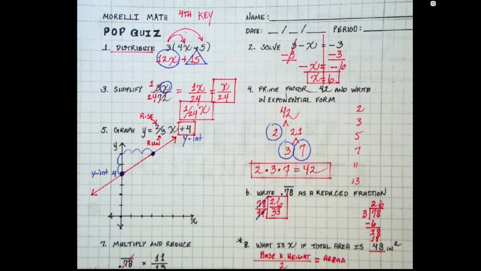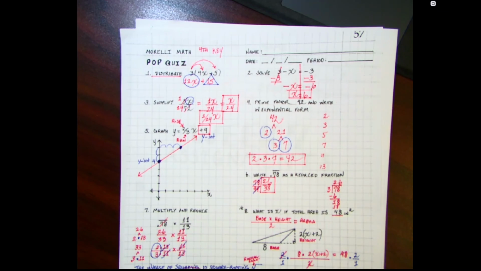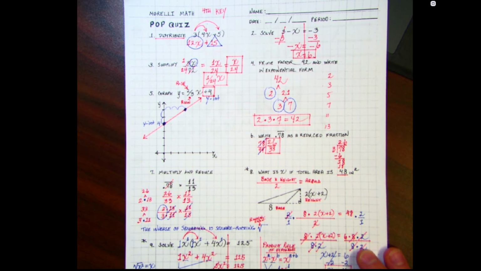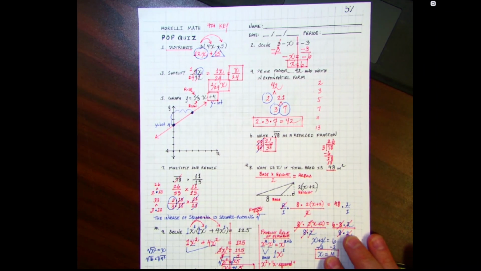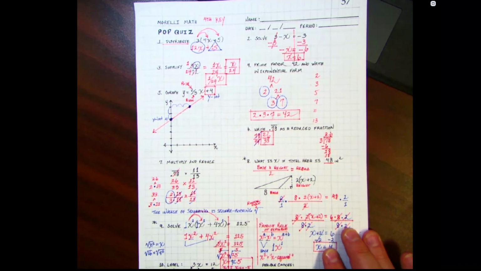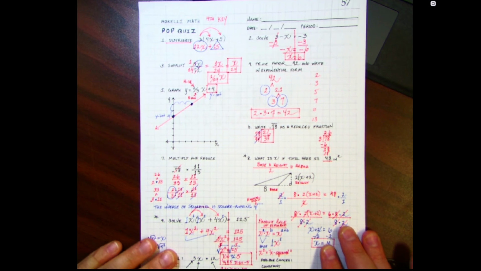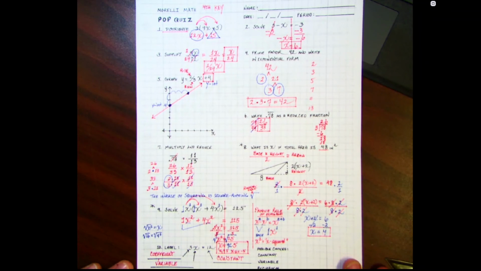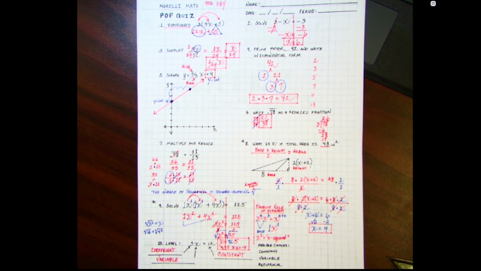Okay? So let me zoom out so you can see the whole thing. There you go. And that just looks very mathy. I like it. This is how our papers should look. Very neat, very organized, boxes around all the answers, really clear graphs with straight lines.